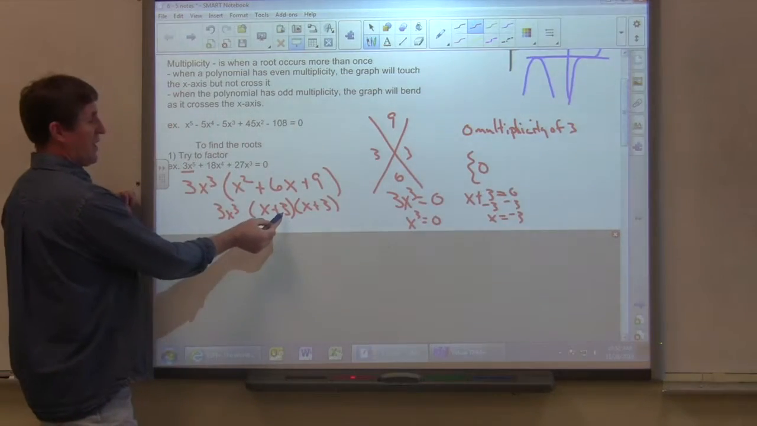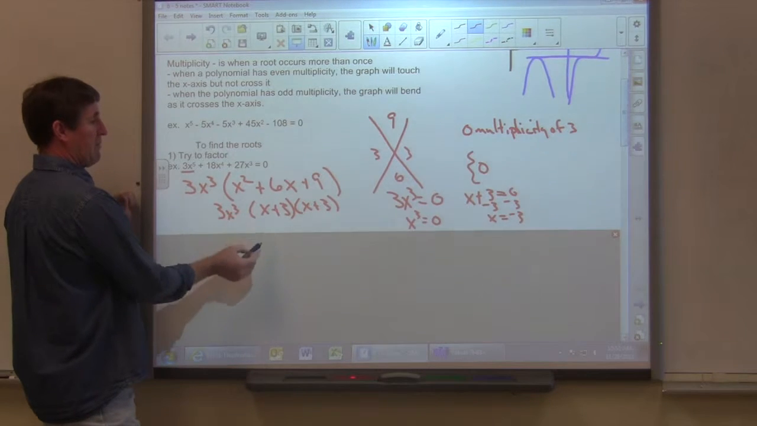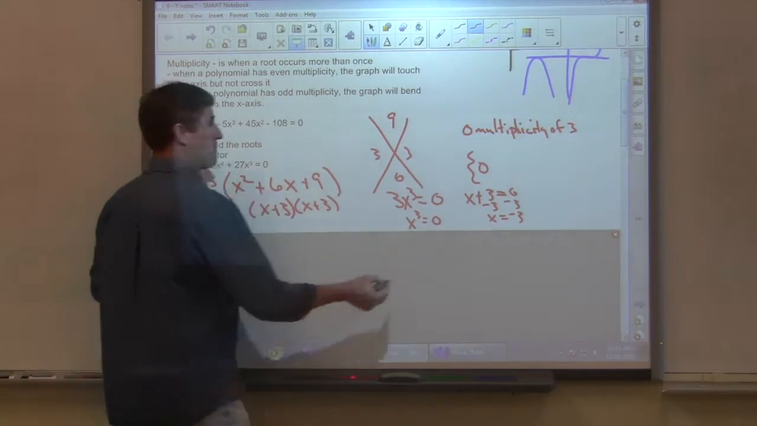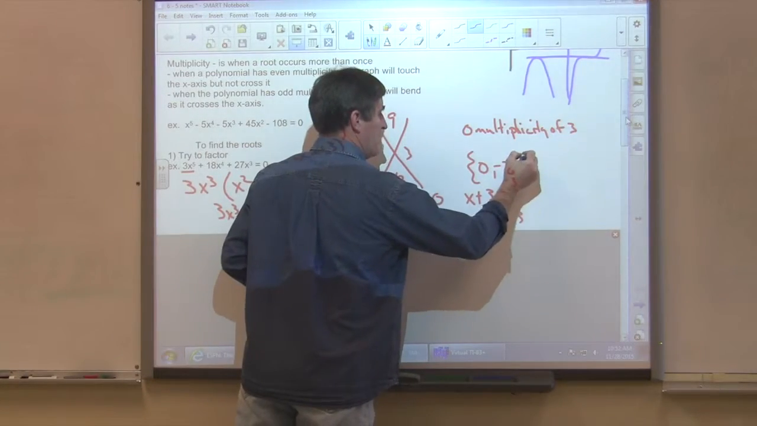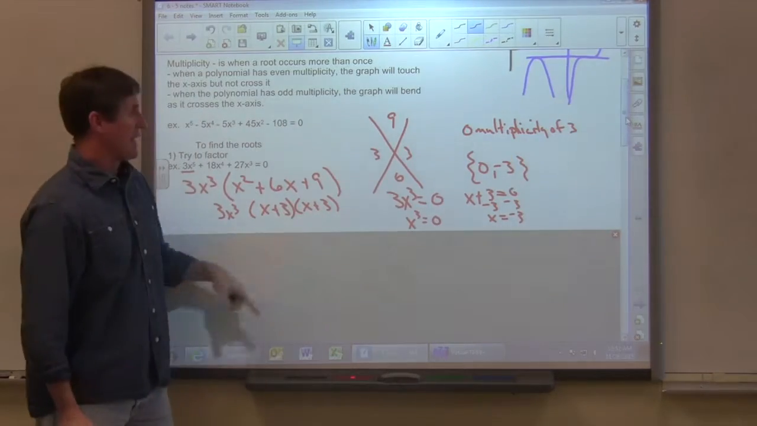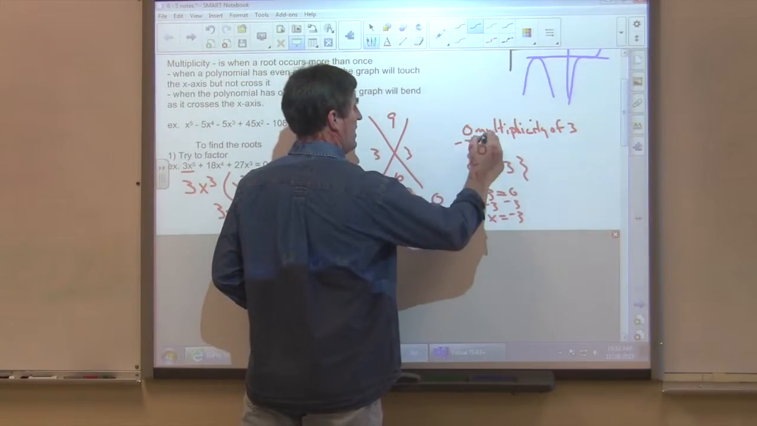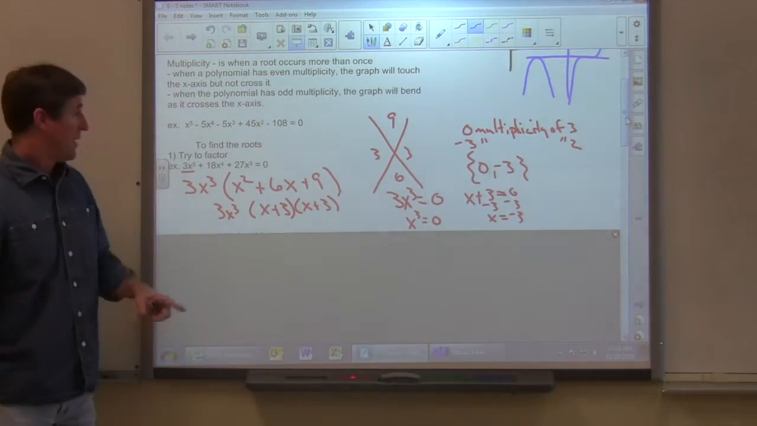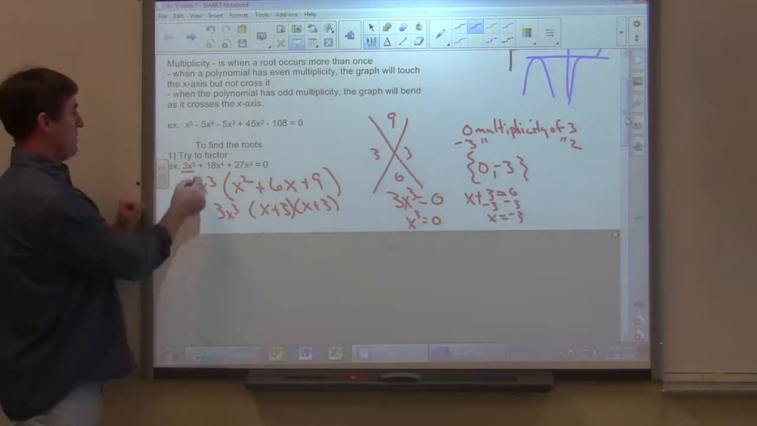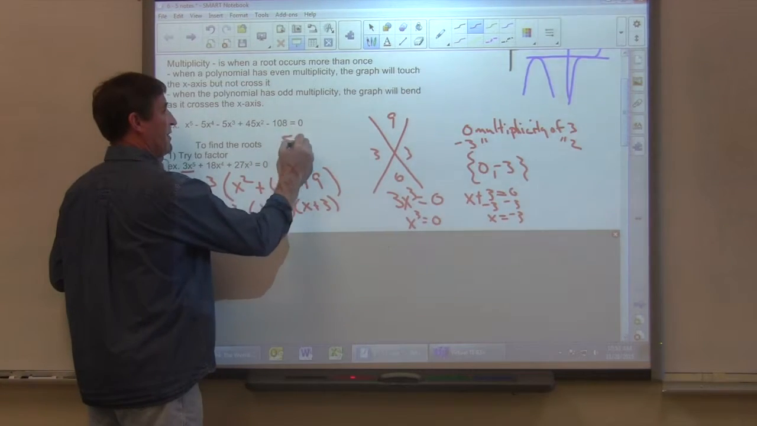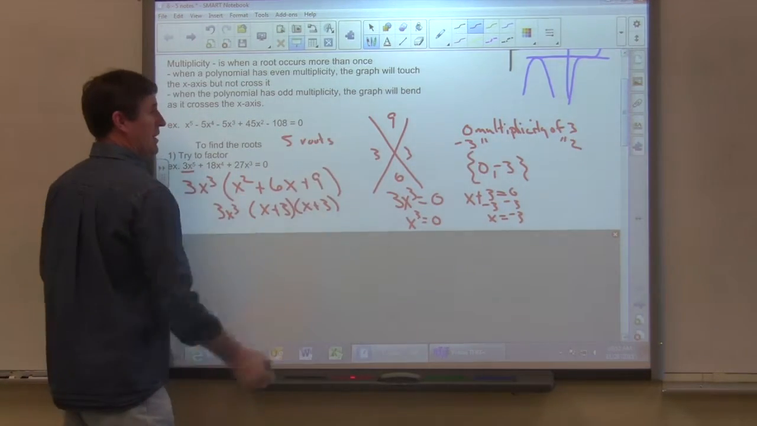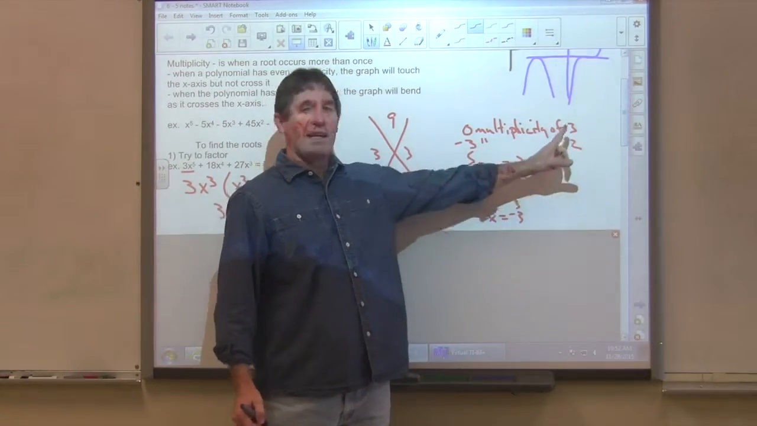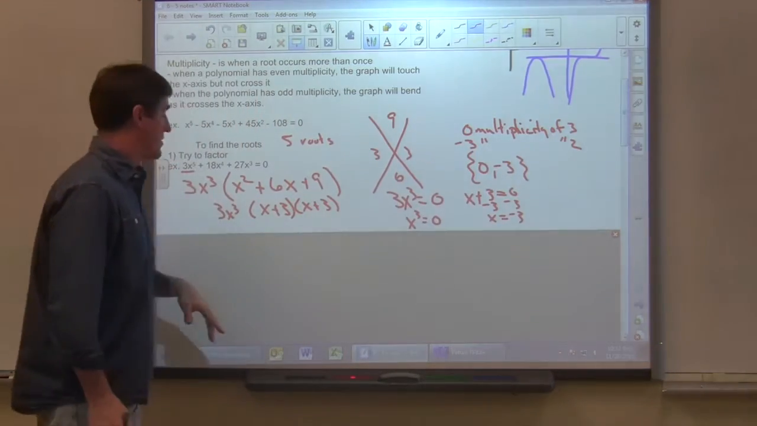Or you can use the shortcut which says the opposite of this divided by the number in front. So opposite of 3 is -3 divided by 1 is -3. But that occurs twice. So -3 has a multiplicity of 2. Now remember, we said our highest power is 5, so that means we're going to have 5 roots. In this case, we only have 2, but that's because 0 occurs 3 times and -3 occurs twice to give me my 5 roots.